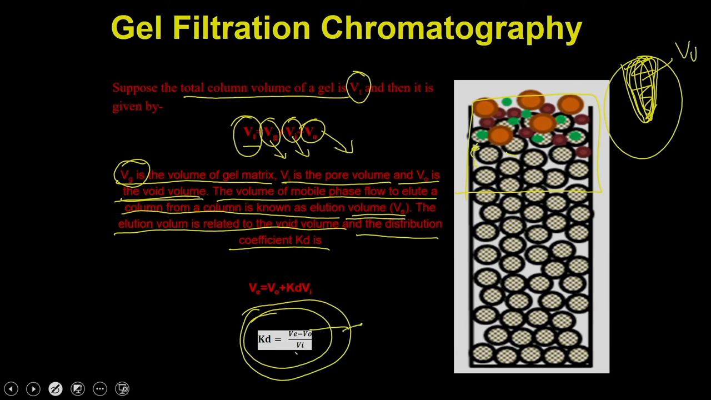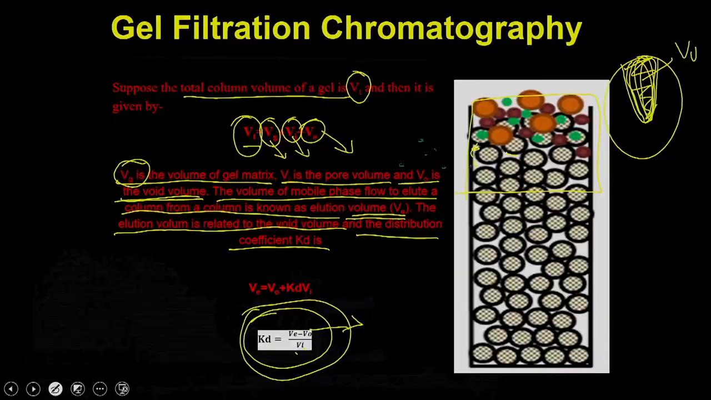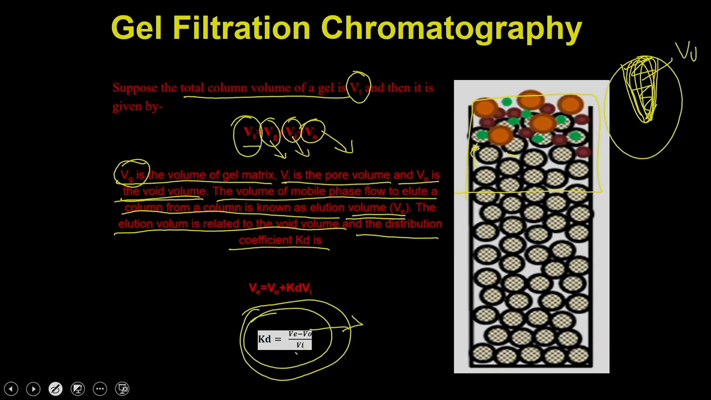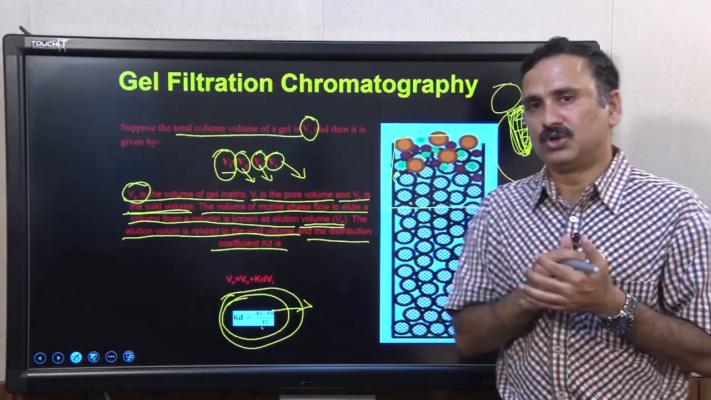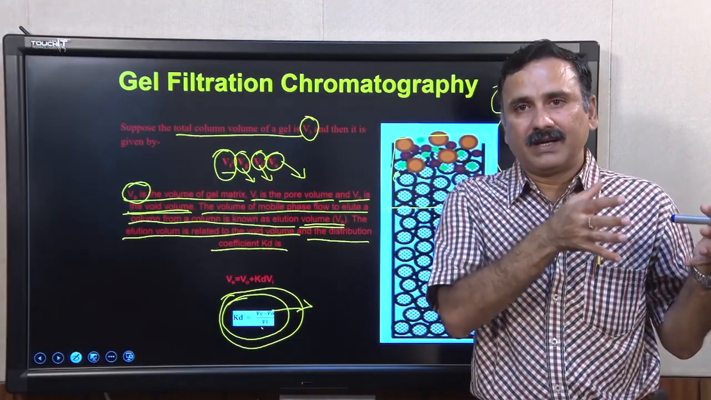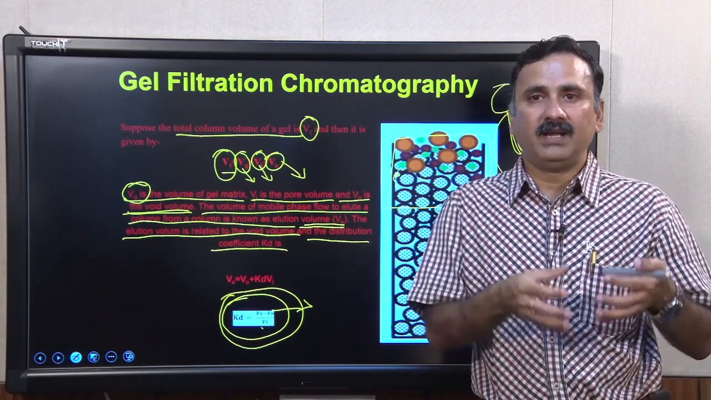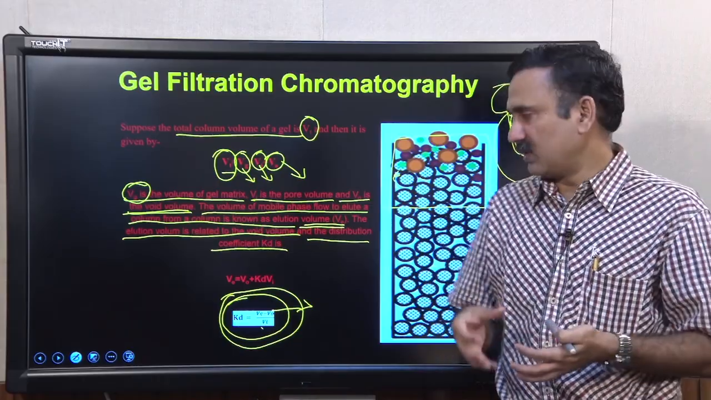because this is the outside volume in which the molecule is present, versus this is the total pore volume. So the concentration of the molecule within the pore versus the concentration of the molecule outside is known as the distribution coefficient, and that is a very important parameter to characterize or evaluate any protein or molecule within gel filtration chromatography.